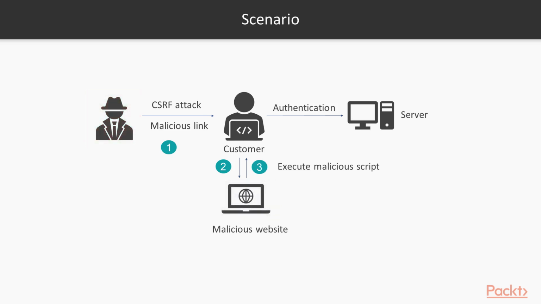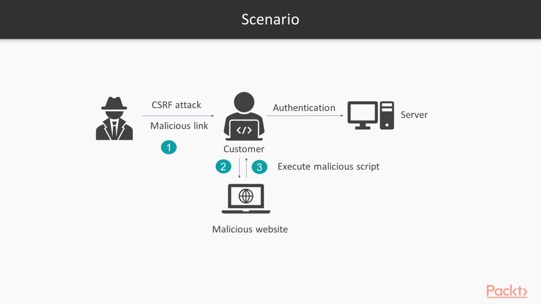So first of all, authentication is there between the customer and the server. Then the attacker tricks the user to access a particular malicious website. With the help of that malicious website, the customer downloads the script, and that script automatically executes in the browser of the customer. With the help of that script, the attacker can perform malicious actions. This is called CSRF. Now I will give you an example of how the attacker can do that.